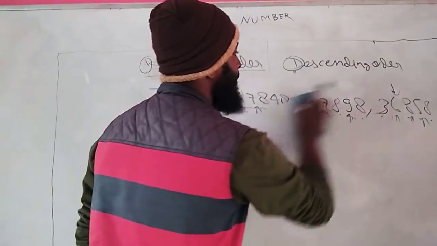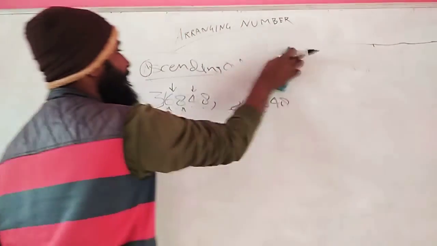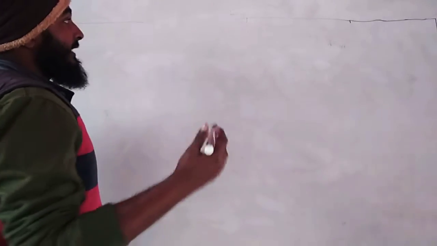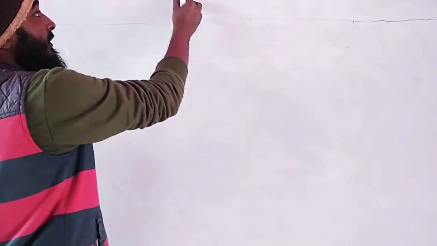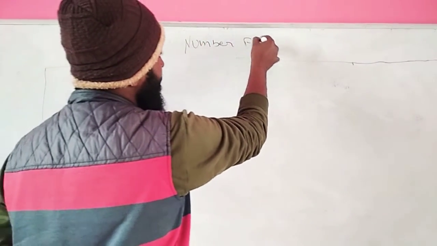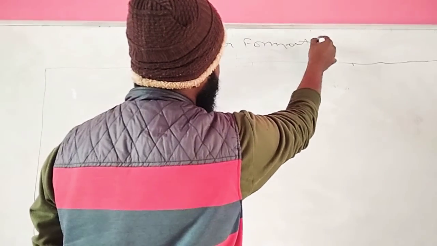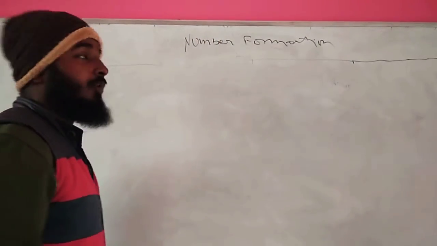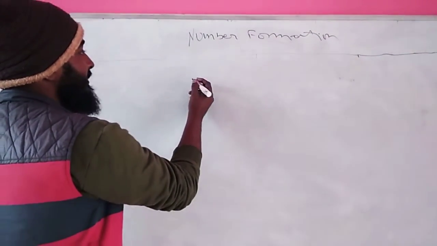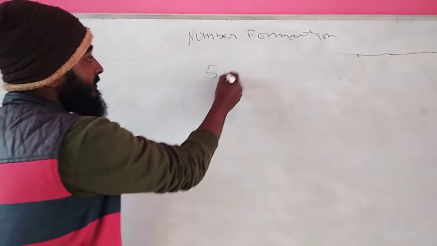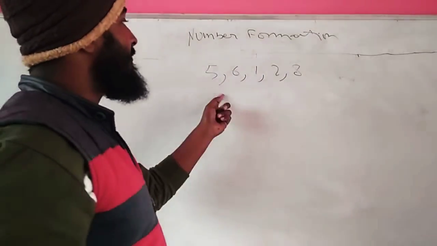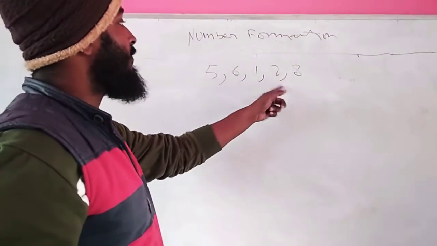Done. Now the next topic is number formation. How to do number formation? The method is like this. For number formation, the digits will be given: 5, 6, 1, 2, 8. To form a number from these, how many digits are there? 1, 2, 3, 4, 5.